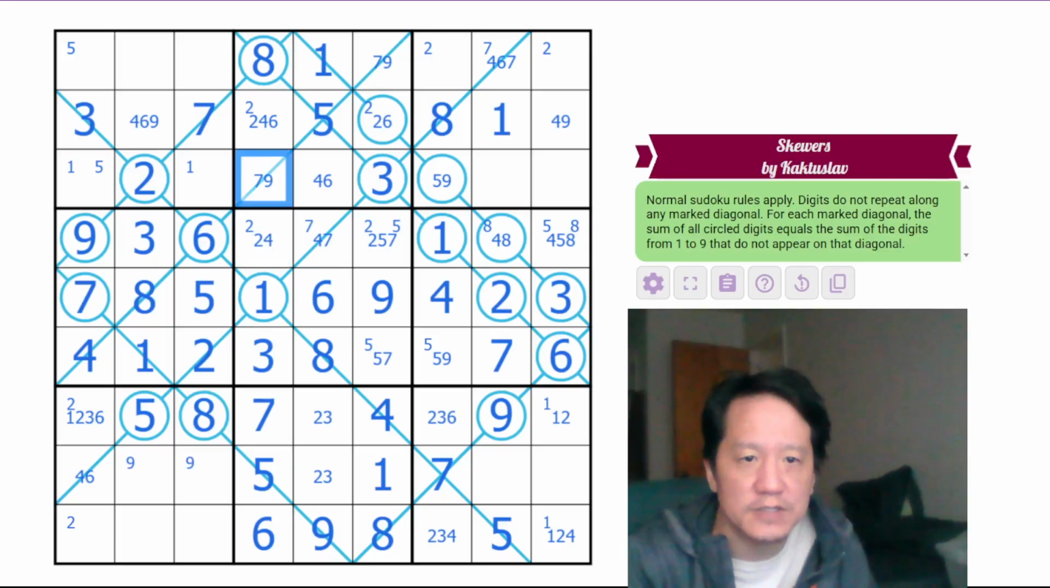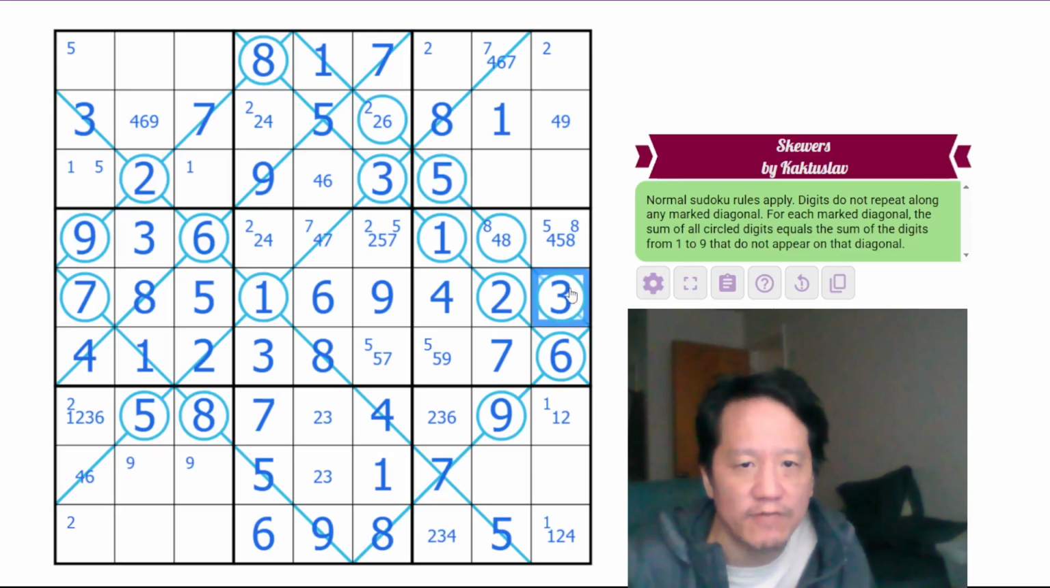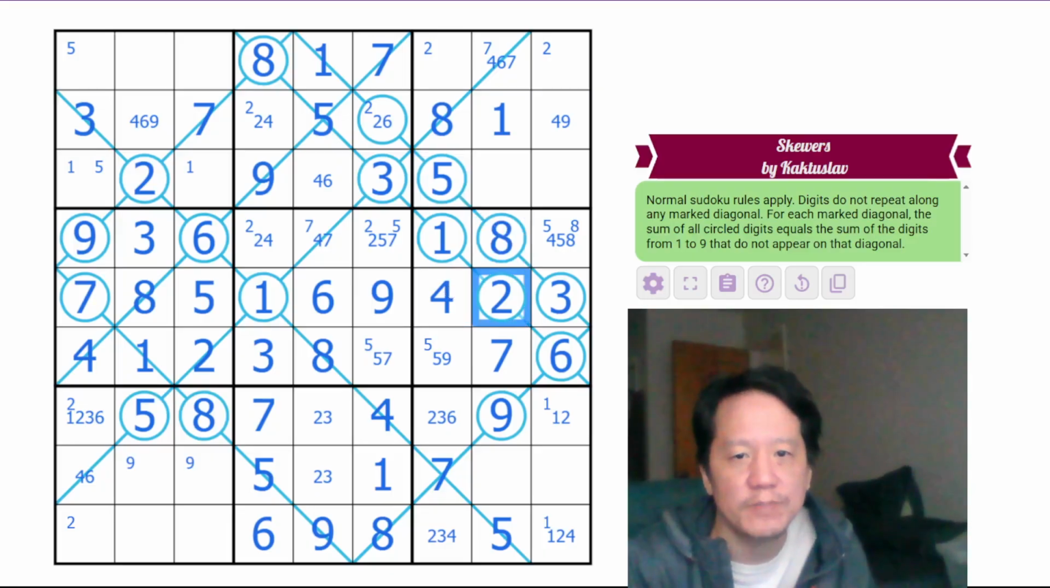This 7 eliminates 7 in the rest of the column. So this can't be 7 here. This is 9, which makes this not 9. That's 7. 9 eliminates 9 here, so this is 3 and 5. 3 and 5. 4 eliminates 4 here, so this is 8.